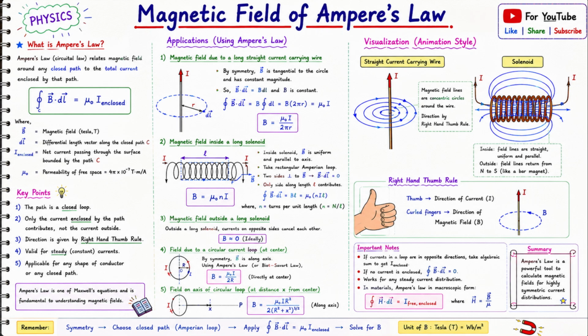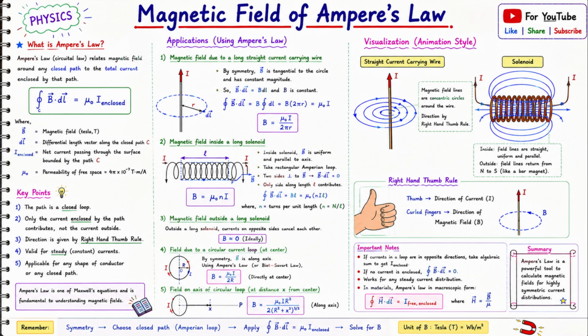Physical meaning: when electric current flows through a conductor, it creates a magnetic field around it. Ampere's law tells us that the strength of this magnetic field depends on the amount of current enclosed by the circular path. The magnetic field lines form closed loops around the current-carrying wire.